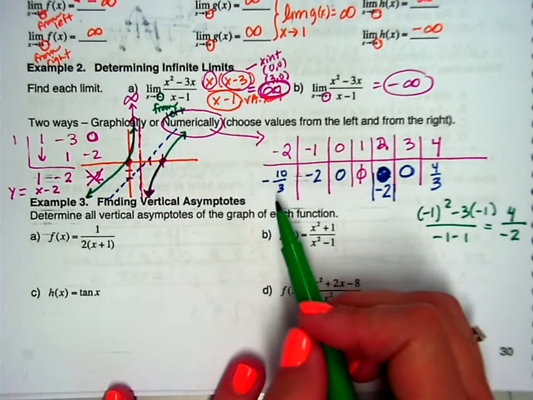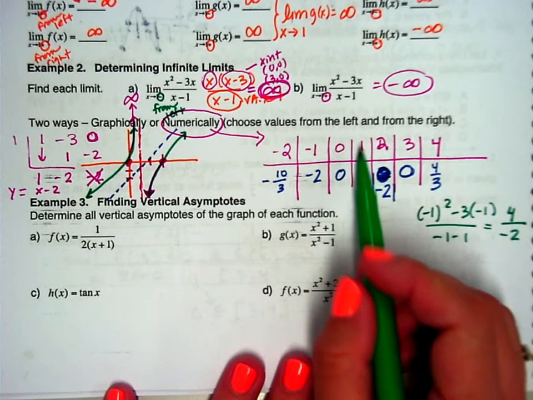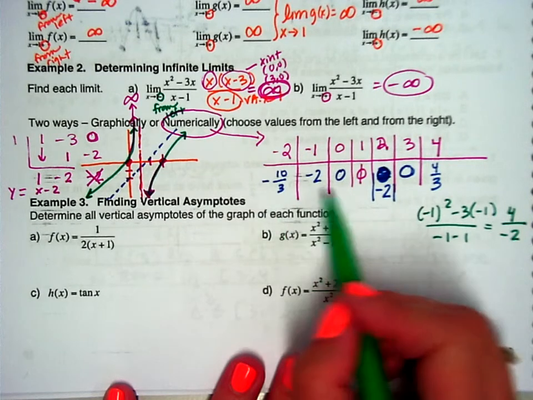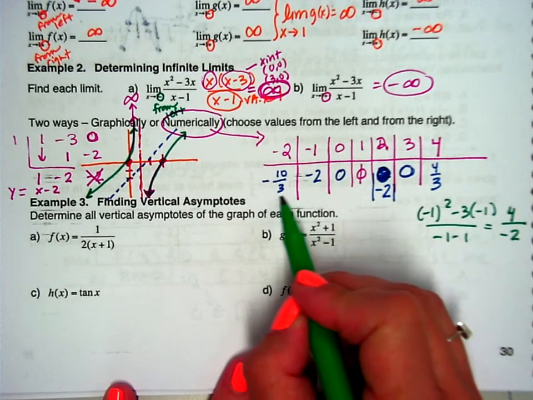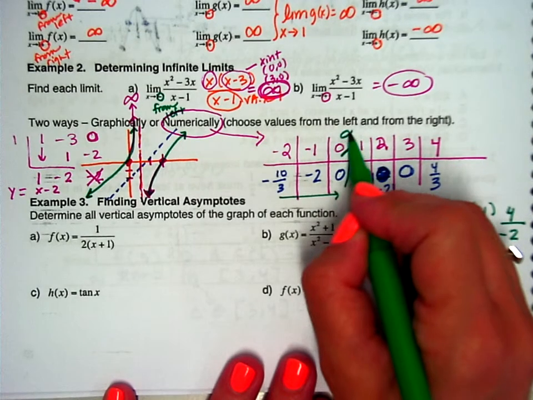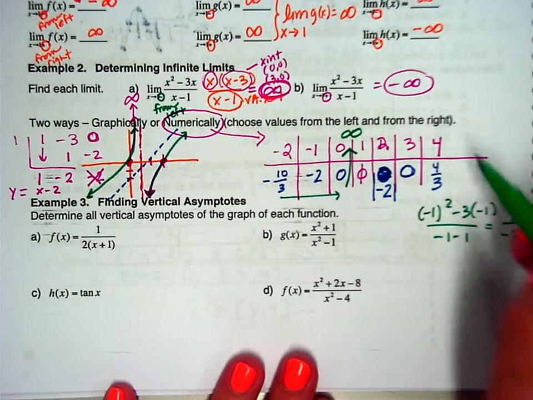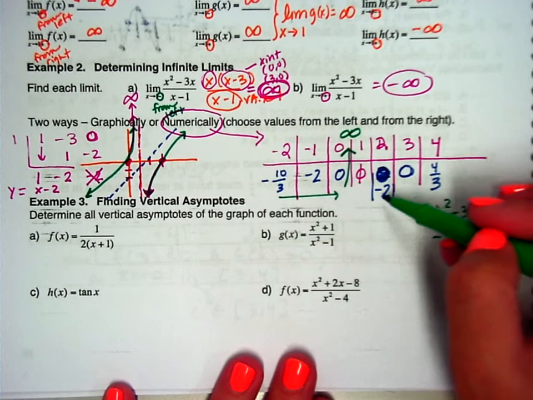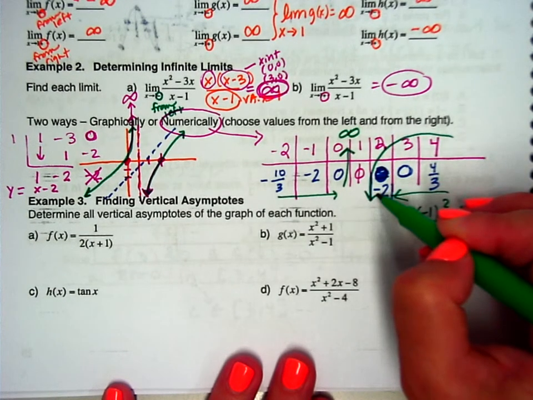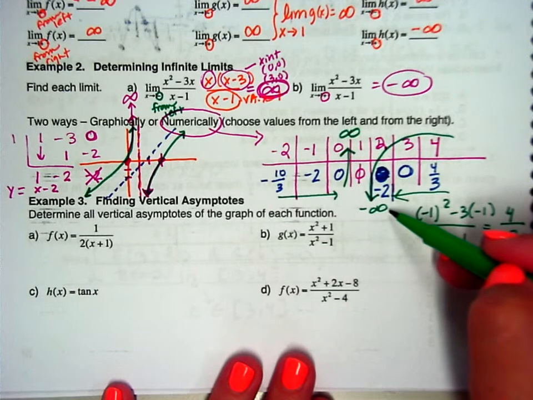So what am I looking for here? I'm trying to see what's happening to my numbers as I'm getting closer and closer to 1. I'm at negative 10/3, then negative 2, then 0. Are these numbers going up or going down? Yeah, they're going higher and higher, so from the left, I'm approaching positive infinity. Over here, 4/3, 0, negative 2, these numbers are going down, and so from the right, I'm going toward negative infinity.